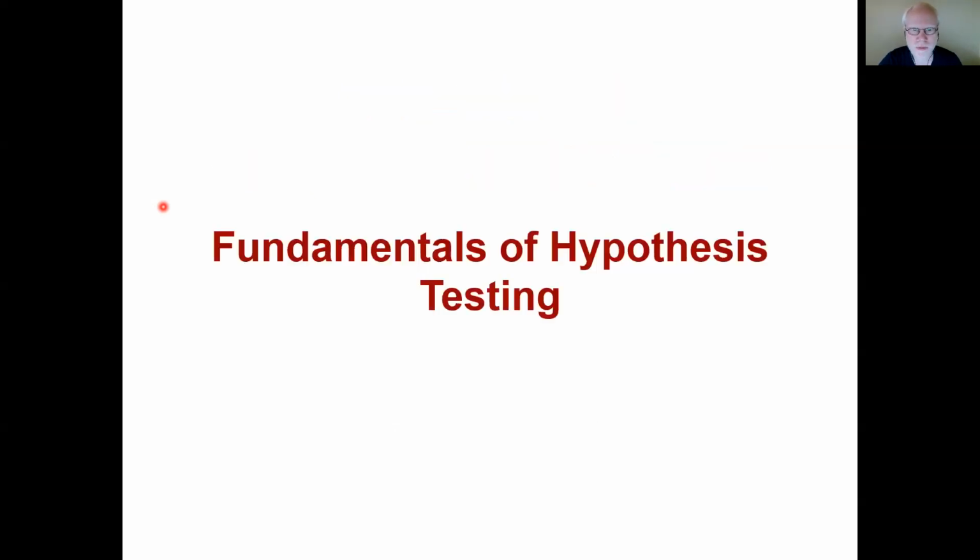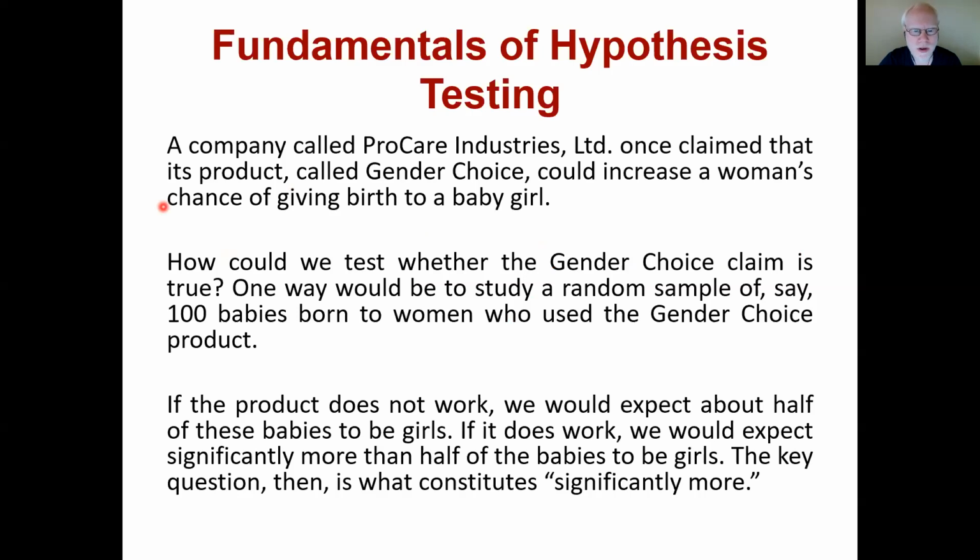All right, so we'll start with the fundamentals of hypothesis testing, and we're going to start with an example. A company called Procare Industries Limited once claimed that its product called Gender Choice could increase a woman's chance of giving birth to a baby girl. How could we test whether the gender choice claim is true? One way would be to study a random sample of, say, 100 babies born to women who used the gender choice product. So we could see, do we see more girls in that sample of 100?